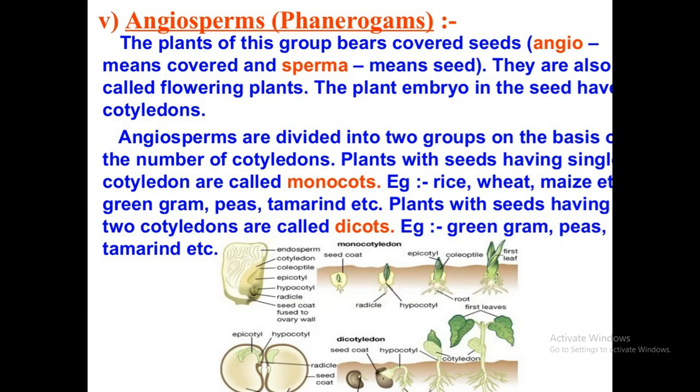So angiosperm फिर divide होता है two में, monocots and dicots, because यहाँ पे जो embryo बनता है plant embryo which is developed from seed, यहाँ पे seed है, seed develop होता है embryo में, और embryo में cotyledons found होते हैं. अब cotyledons कितने होंगे, 1 या 2? On that basis we divide again the angiosperm into monocots that is having only one cotyledon and dicots that is having two cotyledons. The example of monocots are the rice, wheat, maize, etc. And the examples for dicots that are having two cotyledons are gram, peas, tamarind, etc.